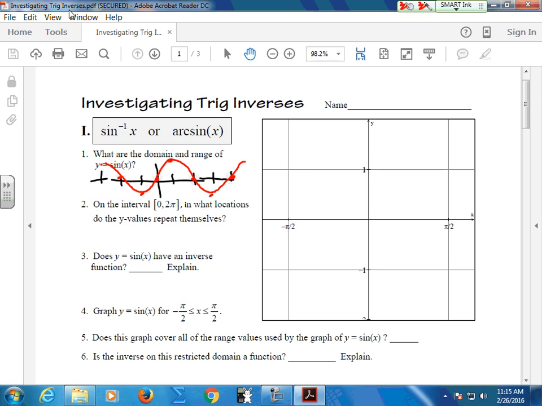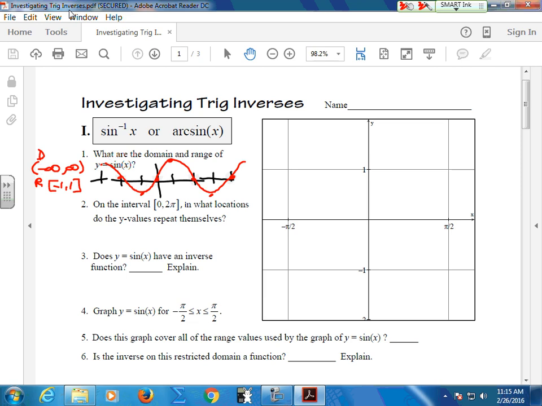So this is your regular sine curve. What is the domain of your regular sine curve? Okay, my domain is negative infinity to infinity. I can use any angle that I like on my sine curve. What's my range? Good.